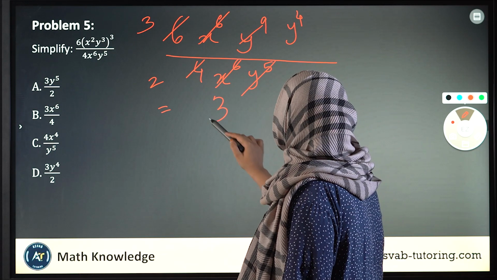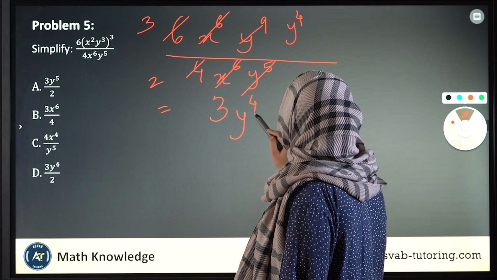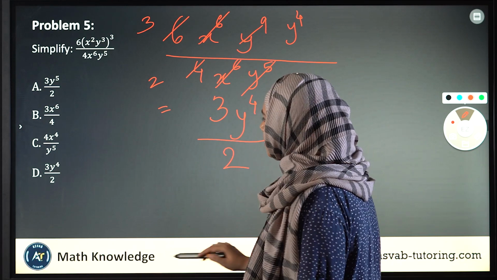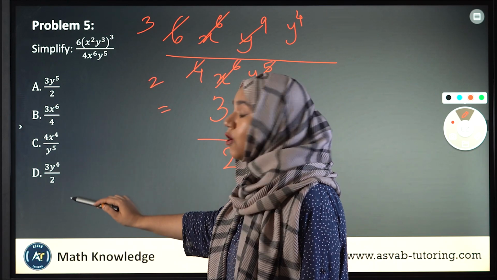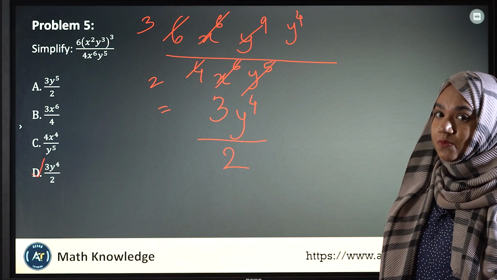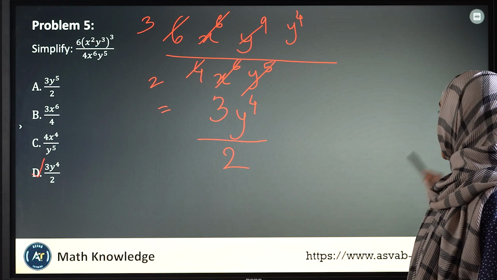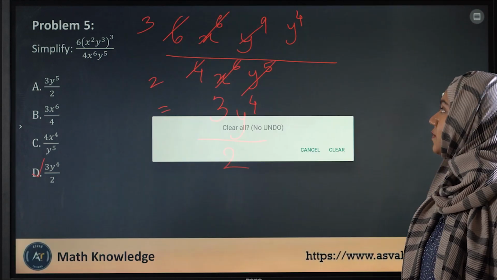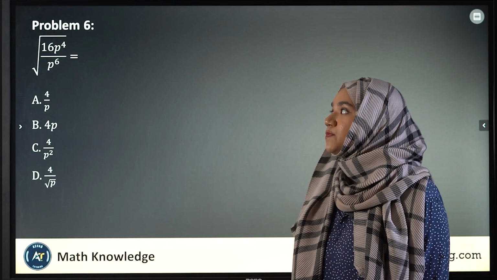So the answer to this is 3y to the 4 over 2. So the correct answer here is option number D. We're done with 5 problems, guys. I hope you're getting all of these correct, all right? Do let me know if you are. Let's move on to problem number 6.